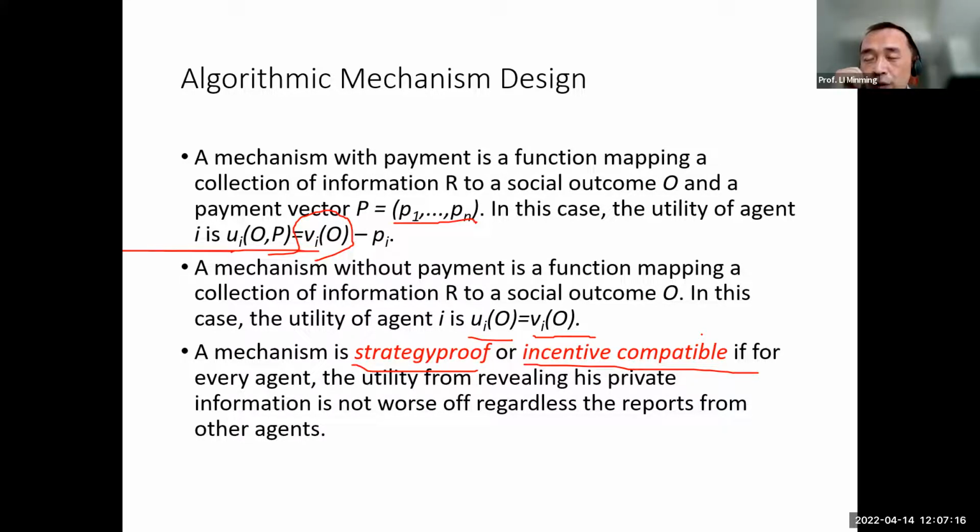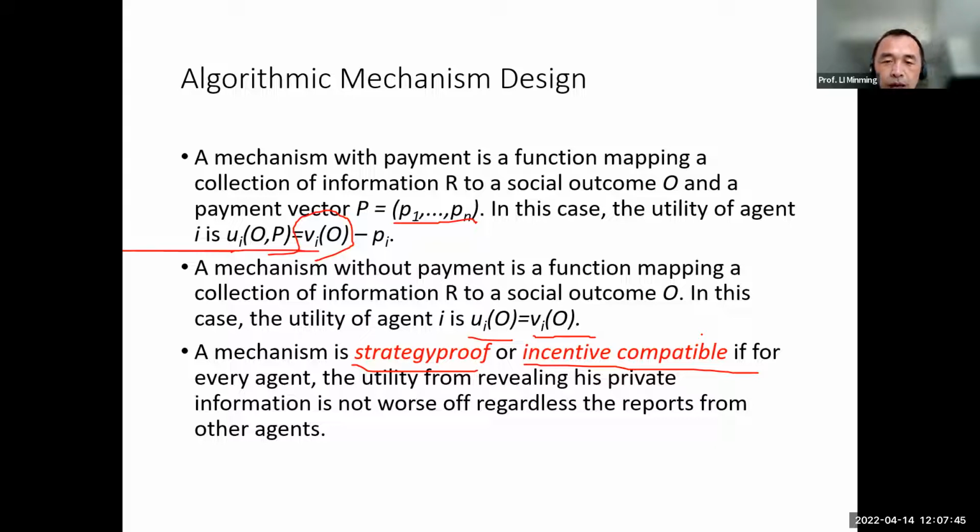And then truthful means that no matter what others report, I will tell the truth. Even if they report false information, that's fine. Of course, this is only my understanding. It can be wrong, it can be reversed. But as I said, in the facility location problem, it's the same. Strategy proof and truthful are the same.